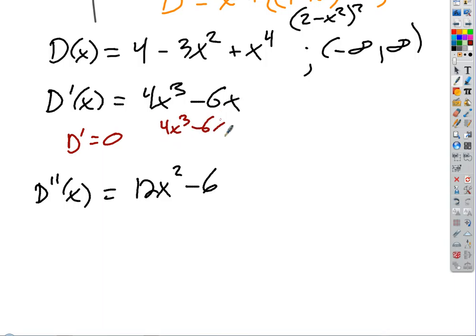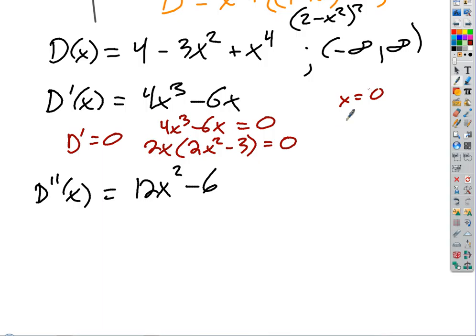When we set 4x cubed minus 6x equal to 0, what can we do to solve this equation? Factor it out. We can factor out an x, in fact, we can factor out a 2x, leaving us with 2x squared minus 3. So what are all of our zeros going to be then? If we set those factors equal to 0 and solve, we get x equals 0 from this factor.